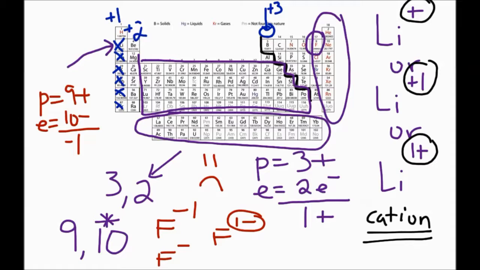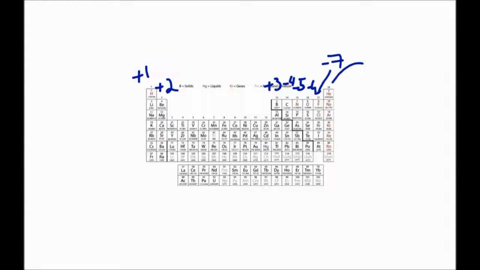Now if you're in group 4, you're going to have a -4 charge. That's because you're going to want to pick up 1, 2, 3, 4 electrons to be like the nearest noble gas. Everything in group 5A, which is the group for nitrogen, is going to be -3. Everything in the group of oxygen, which is 6A, is -2. And finally, all the halogens will be -1. Group 8A will not make ions. There'll be no charge there. It has the perfect number of electrons already, which means it doesn't want to gain or lose electrons.